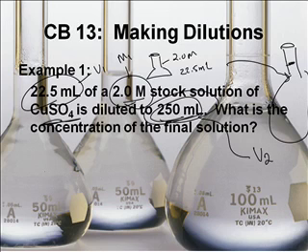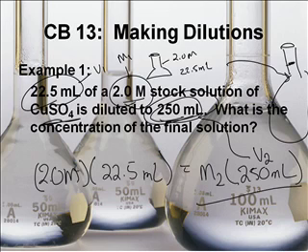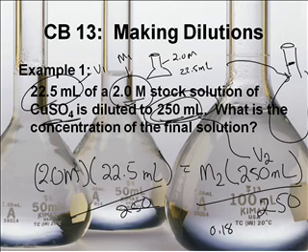So I'm going to do M1V1. That would be 2.0 molar, that's M1, times V1, 22.5 milliliters, is equal to M2, that's my variable, my X, if you will, times 250 milliliters. Now, math's pretty easy. I divide both sides by 250, don't I? So I take my calculator and I divide. 2 times 22.5 divided by 250 gives me 0.18. So 0.18 equals my M2. So it's a 0.18 molar solution of copper sulfate.